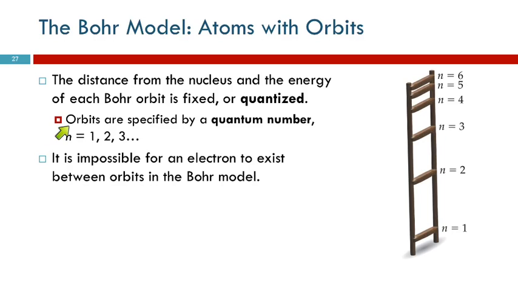So the orbits were specified by a quantum number, just 1, 2, 3, 4, 5, and the electron cannot exist between the orbits. So you can be in orbit 1 or you can be in orbit 2. And the other thing is, as you go up in numbers, the rungs, the energies, get closer and closer together. The orbits get closer together.